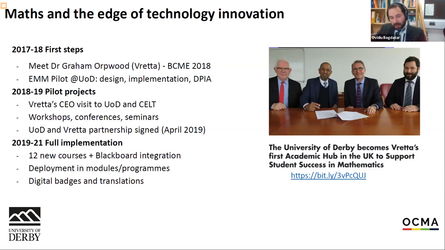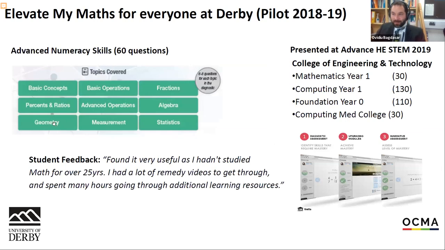The idea I'm trying to emphasize here is that lots of things can be achieved and mathematical education can be transformed if academia works in partnership with industry. I made it clear with all our partners that we are not just beneficiaries of existing resources, but we would like to work in partnership to develop the resources our students actually need. And with Vreta, if we wanted to develop something, we were able to develop it. I think we got very far.